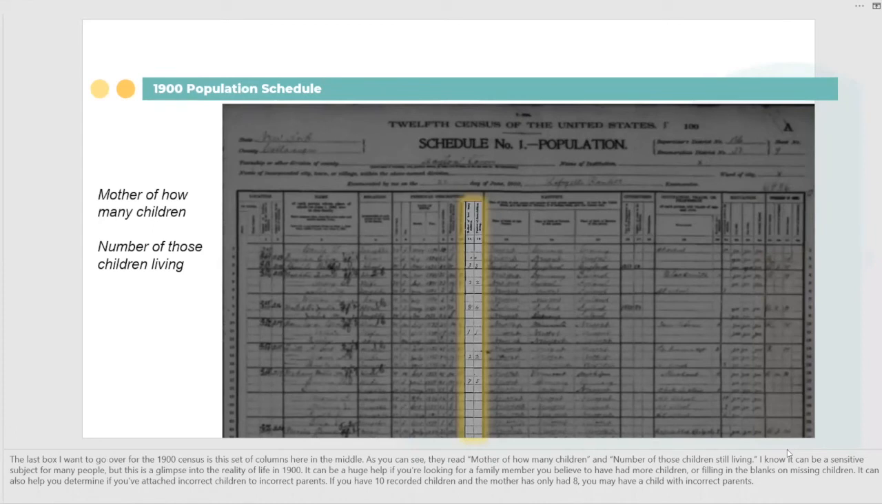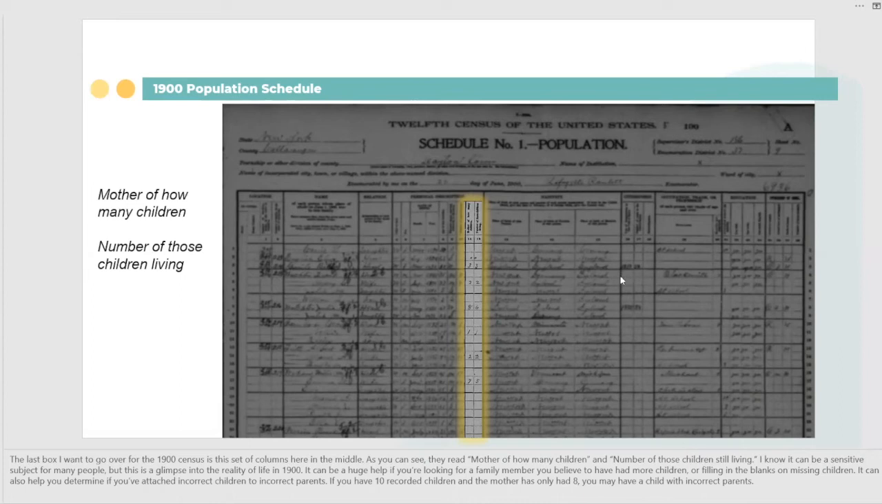These are the last two boxes that I want to talk about. This is never a fun conversation, but it is a reality into the look of life in the early 1900s. These two boxes are for each woman over the age, I think, of 18, they were supposed to ask: mother of how many children, and number of those children still living. So it can be a huge help if you were looking for a family member you believe to have had more children, or filling in the blanks on those ones that you think are missing. It can also help you determine if you've accidentally attached children to incorrect parents.